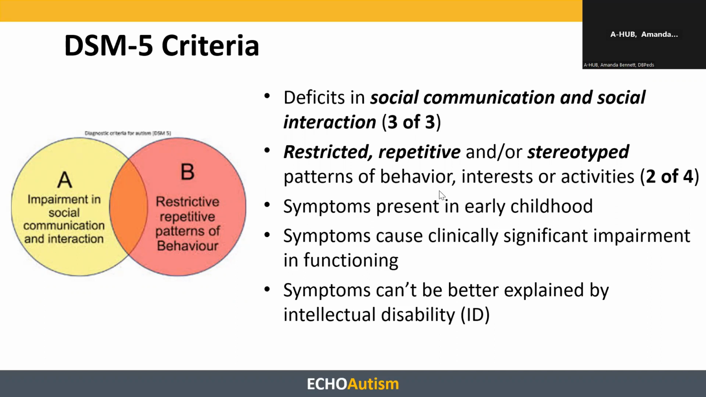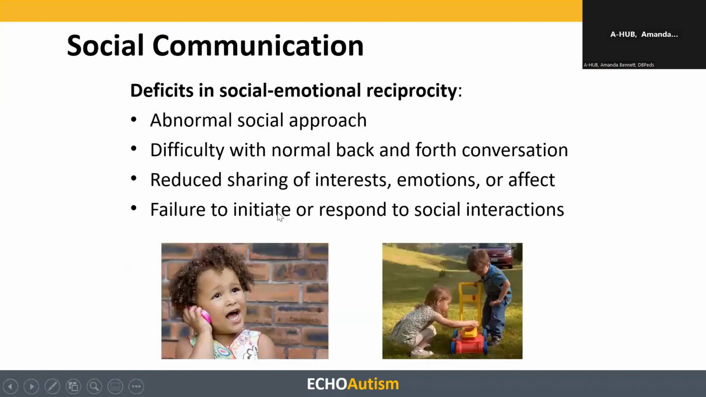And then the diagnostic manual says that you need to have a certain number of these characteristics in these two categories. The symptoms do need to be something that someone has observed in early childhood, and they do need to be causing some degree of impairment in functioning, and we can talk about what that might mean. And you can't say that someone has autism if all of their symptoms or characteristics could better be explained by a diagnosis of intellectual disability. While some people with autism also have intellectual disability, you have to separate those two things out. Next slide. So we'll go through some of the characteristics of each of these categories.